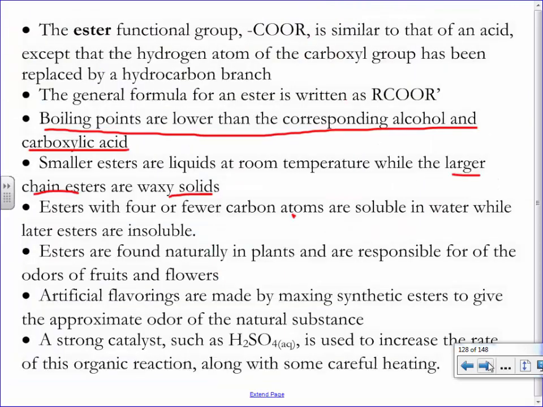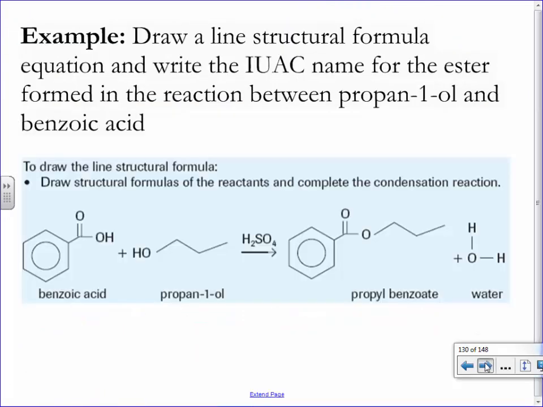All right, let's move on here because I want to try to finish that second lesson if I can. What do I have left here? Let's see. This one here, we just need to name or look at it, don't we? Draw a line structural formula equation and write the IUPAC name for the ester. I think this gives it away though, because here's benzoic acid. Here's propanol. So the propanol becomes a propyl, and the benzoic acid becomes benzoate. I don't even know what I was going for here because the answer is right in front of you. Does this make sense to you guys?